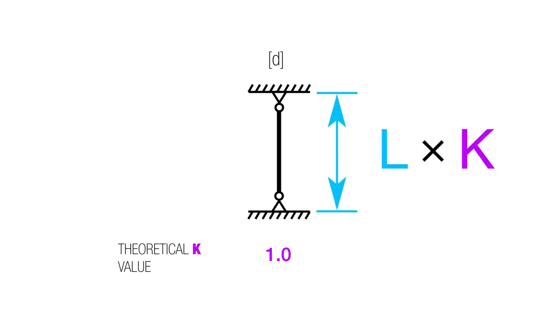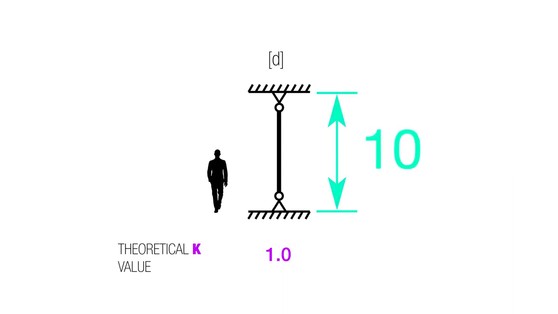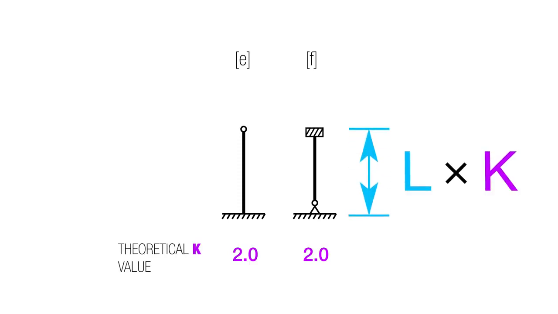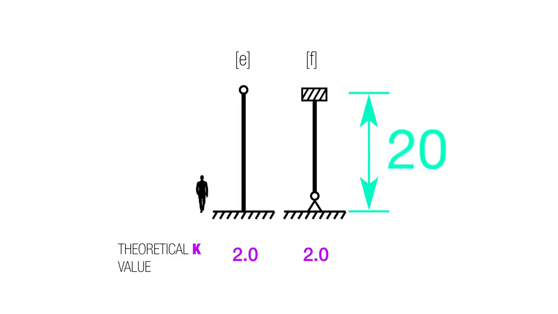And then this is kind of our baseline. We have pin connections at the top and the bottom, which means that it's rotation-free and translation fixed. And that's our 1. So then if we have a 10-foot column, it's going to really behave like a 10-foot column. But look at these two here. These two have a theoretical K value of 2, which means that if we have one of these, a 10-foot column is going to behave like a 20-foot column.